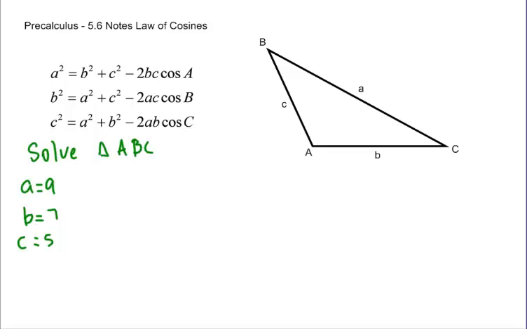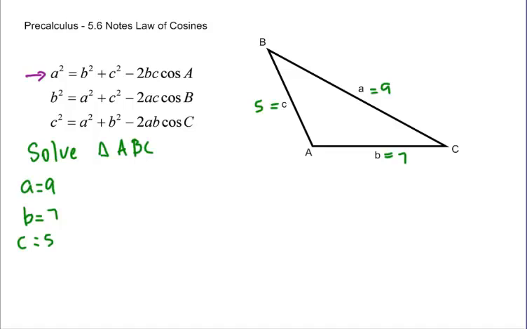So what we're going to do is use the law of cosines, and you can pick the angle that you want to solve for right off the bat. It doesn't matter. I know that A is going to be 9, B is going to be 7, and C is going to be 5. What I don't know are my angles, and you can just pick. Let's just start with the top guy, and we're going to solve it out for A.